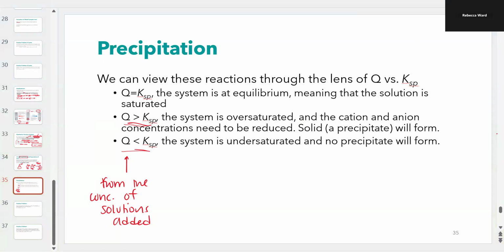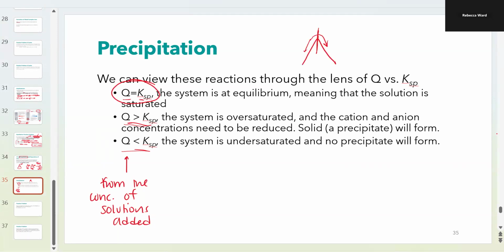We will likely avoid the situation where Q equals KSP, because that's like right at the top of the mountain. On one side, no precipitate forms, and then we fall over on the other side and precipitate forms. This is right at the balance where any additional ions means that a precipitate forms and it's technically saturated, but we will likely avoid a situation where our Q and K is so similar that you might have a Q equals K situation.